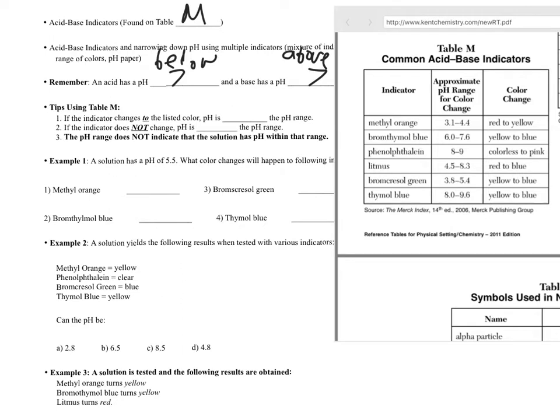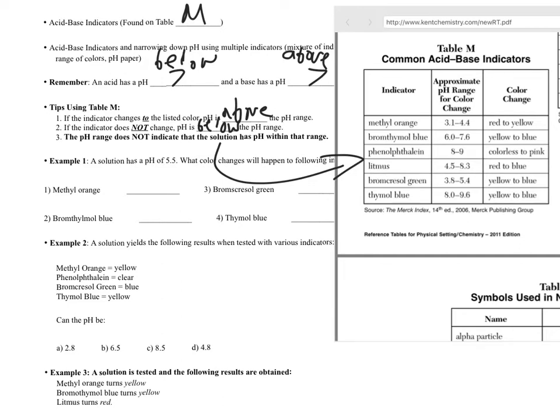Couple of tips. It says if the indicator changes to the listed color on table M, so we're going to use that in a second, then the pH is above the pH range. If the indicator does not change, the pH is below the pH range. It also says the pH range does not indicate the solution has pH within that range. So let me really quick run over here to table M and kind of explain what that means.